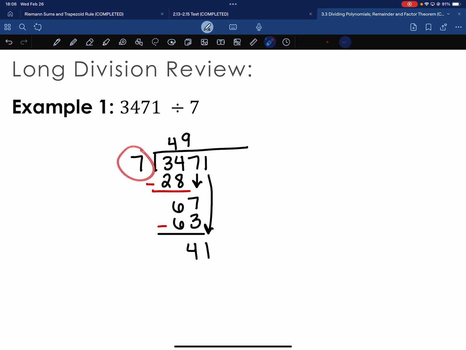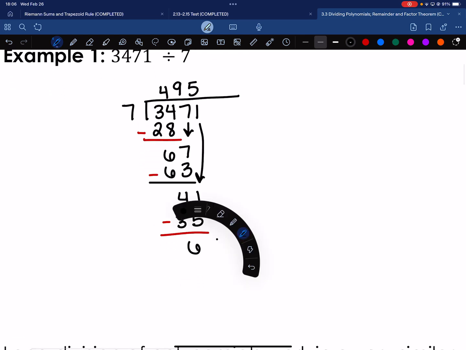Now you see how many times 7 goes into 41. That would be 5 times. 35. Subtract, and you get 6. Now, this is your remainder. That is your remainder right there.